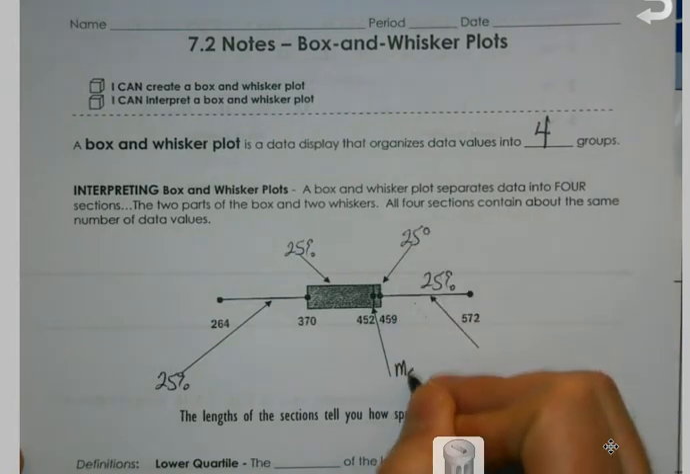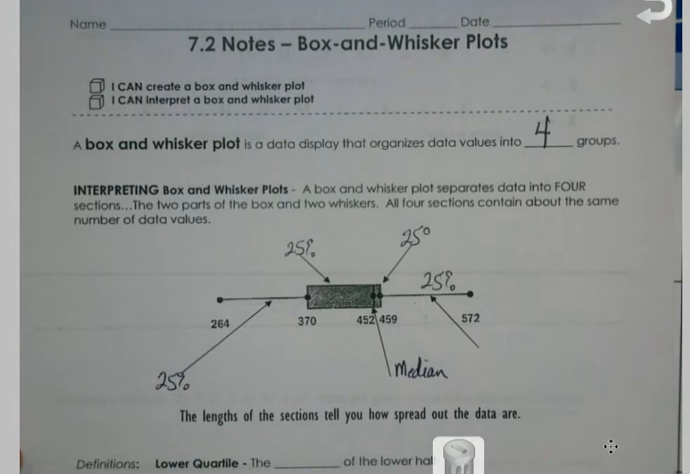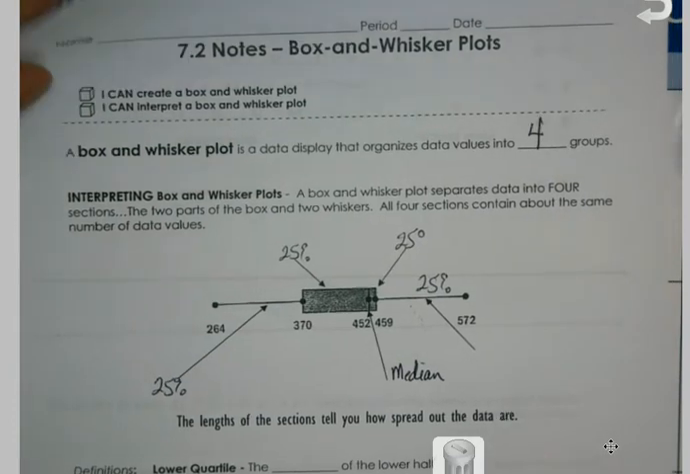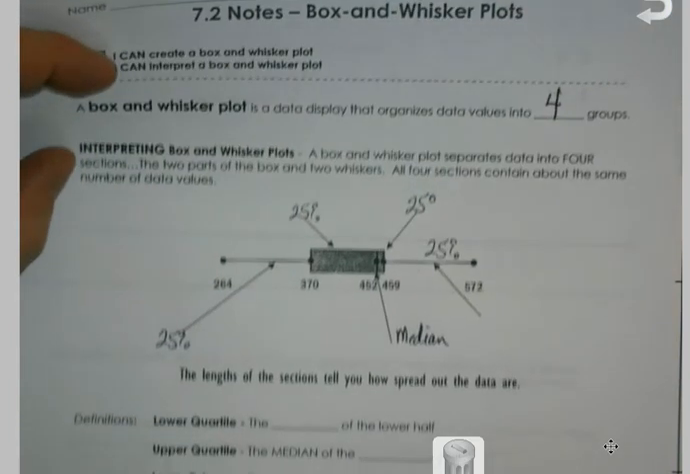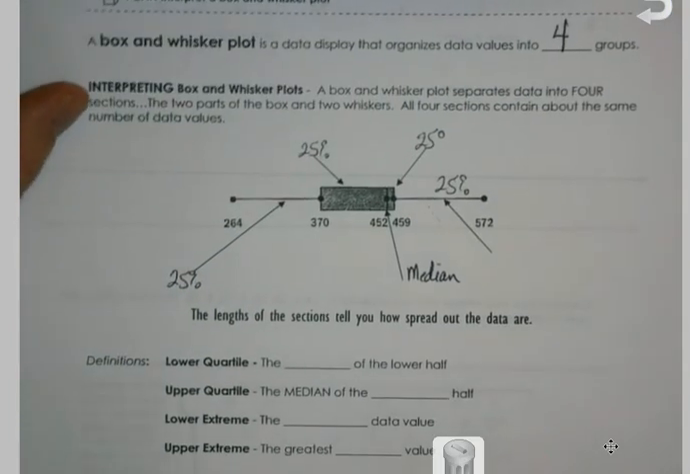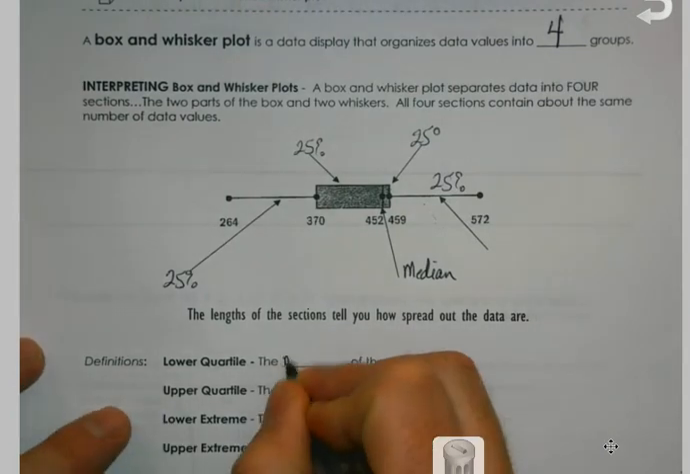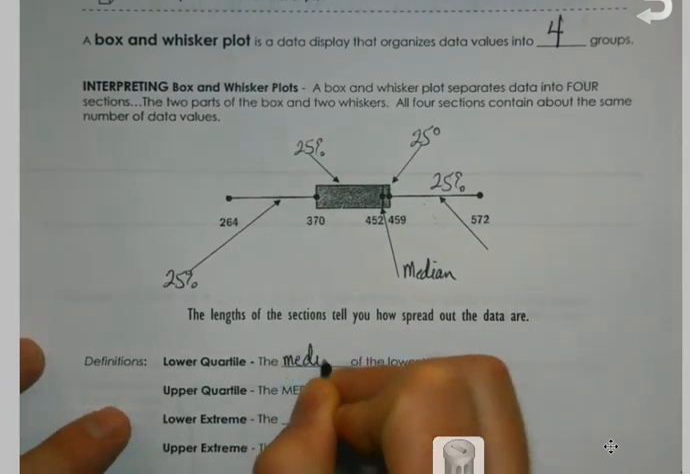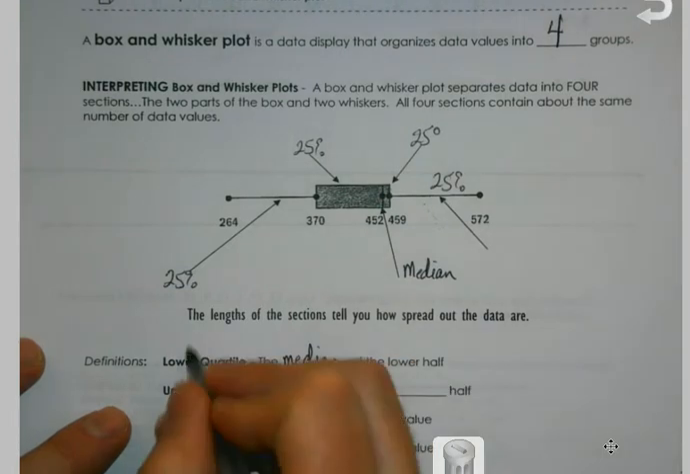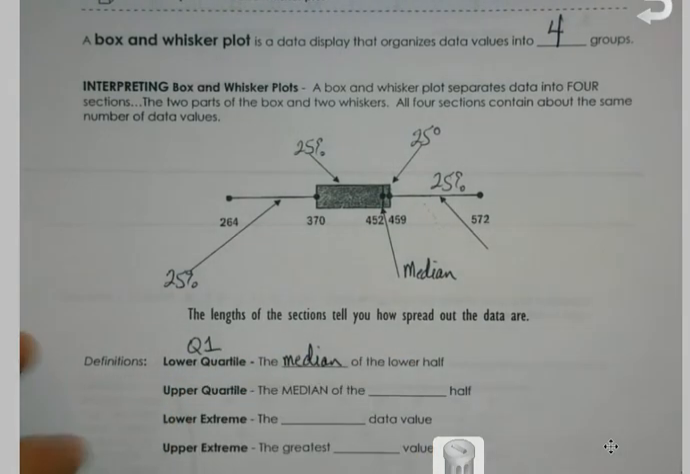And that one line in the middle of my box is my median. So when we're trying to find these things, here's another sheet that's going to give you all the steps you need to make your box and whisker. Like it says here, the lengths of the sections tell us how spread out the data is. So my lower quartile is going to be the median of the lower half. And again, we're calling that Q1.